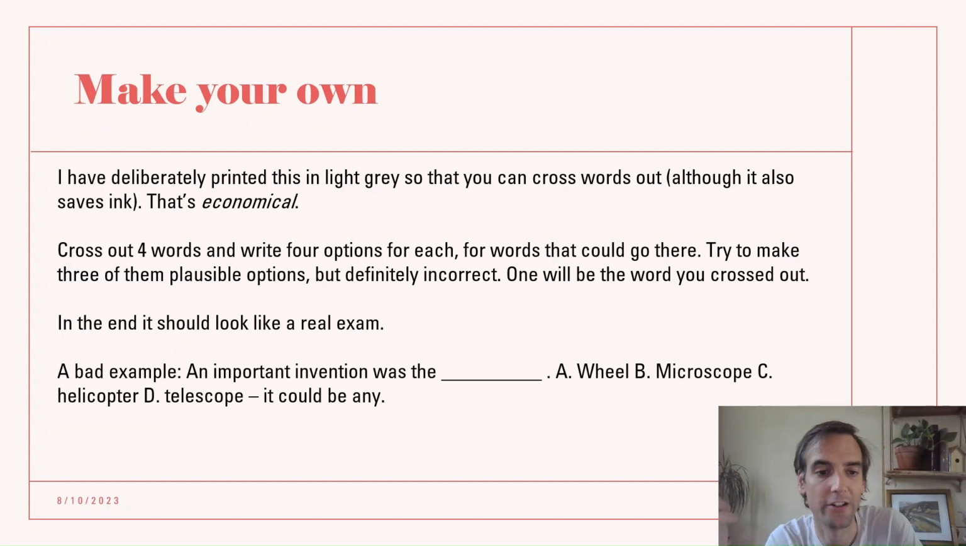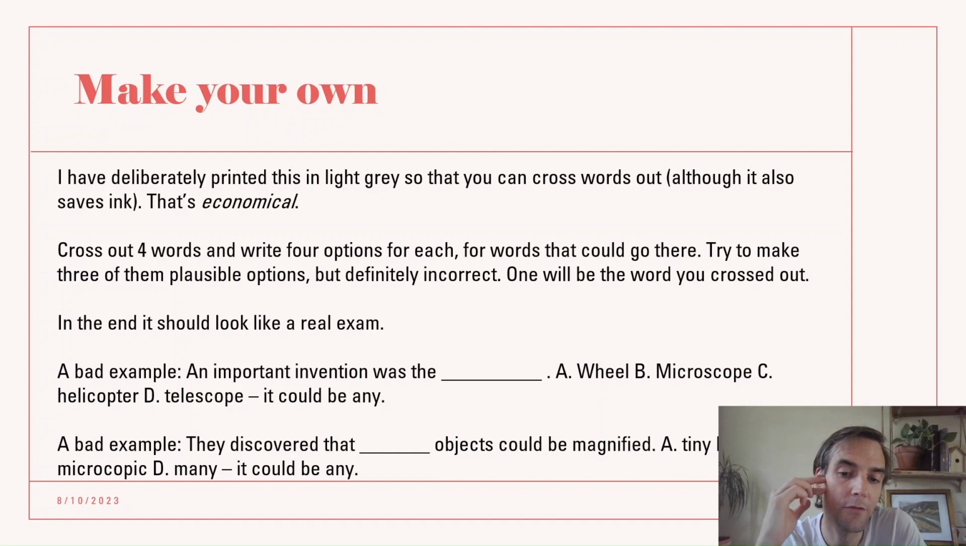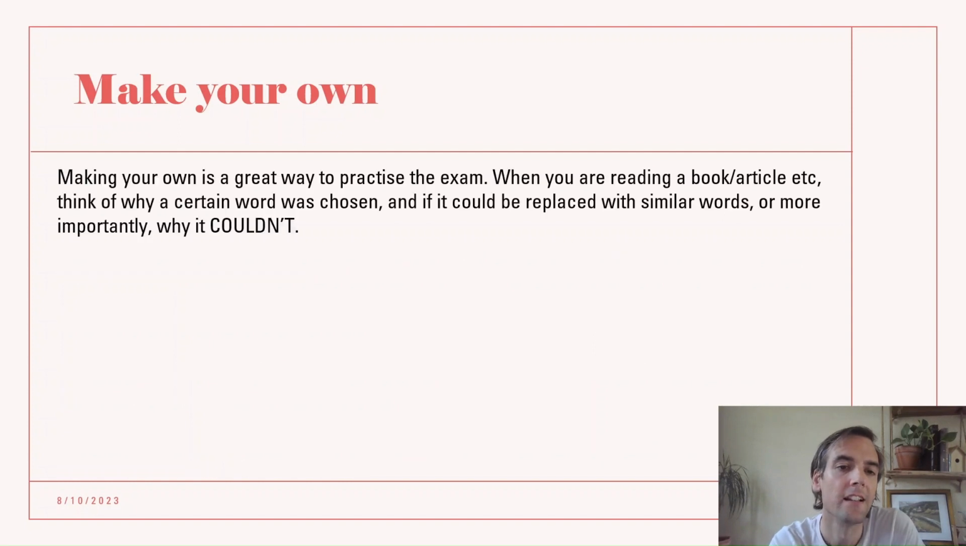Here's an example from the one I have just shown you. An important invention was the A, B, C, or D. Obviously, it could be any of those. They're all inventions. Maybe from the context you get that it's microscope, but grammatically they're all correct, so it's not a very good one. Or this one, what kind of objects? Okay, I need an adjective, but tiny, small, microscopic are all adjectives. We don't know which one it's going to be. It could be any. There needs to be a specific reason why it's the correct answer. And when you figure out that reason, that is you understanding how to do part 1 of the C1 exam. That's why I think this is a useful exercise. It's a great way to practice.